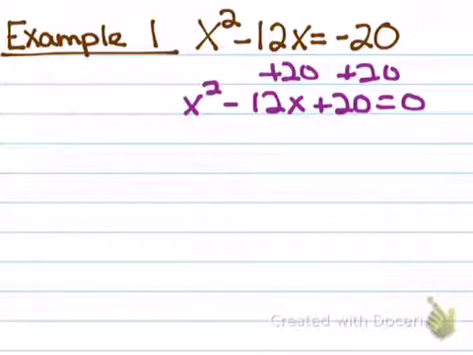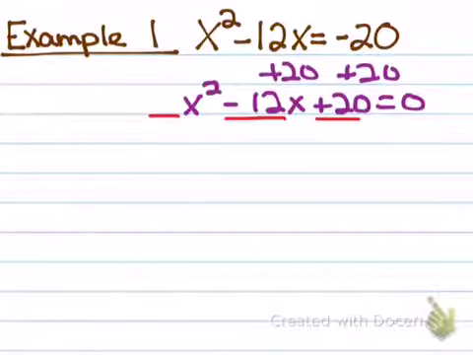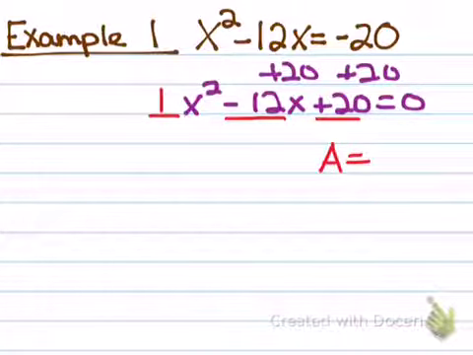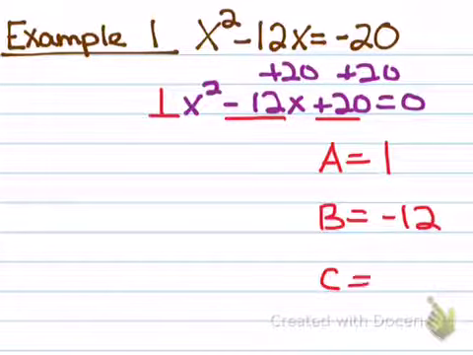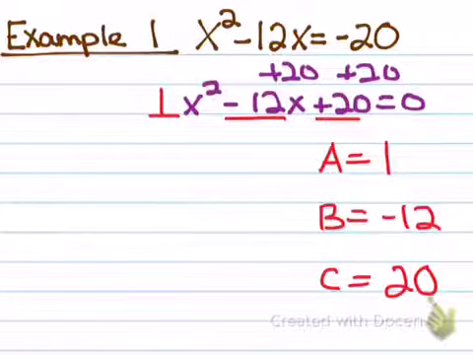The next step is identifying a, b, and c. So what we do is we look for the number in front. All the numbers are basically your a, b, and c, as long as they're in the right order. So a is the number in front of x squared, which is 1. b is the number in front of x, which is negative 12. And c is the number by itself, which is 20. So that's the first step. The next step is plugging those numbers into the quadratic formula.